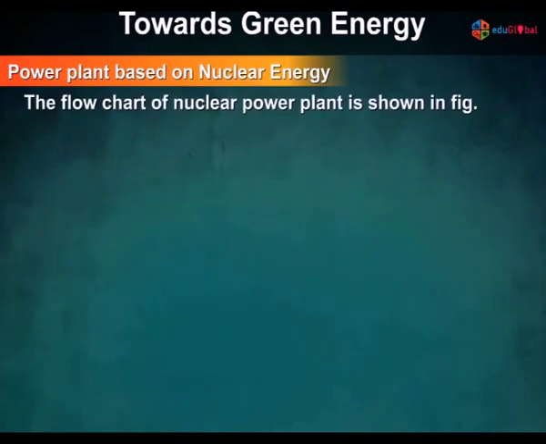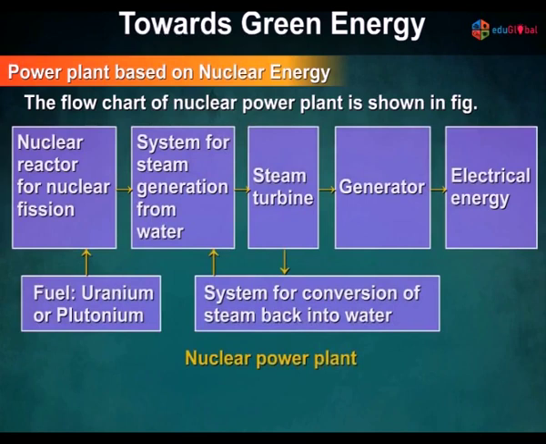The flowchart of a nuclear power plant is shown in the figure. Nuclear power plant. Fuel, uranium or plutonium. Nuclear reactor for nuclear fission. System for steam generation from water. Steam turbine. Generator. Electrical energy. System for conversion of steam back into water.